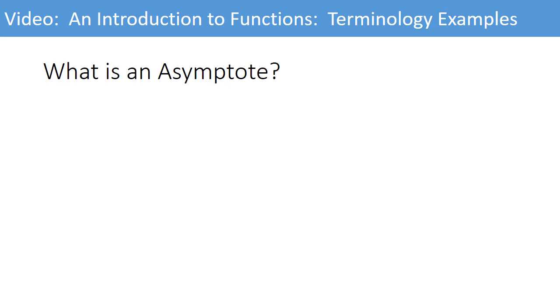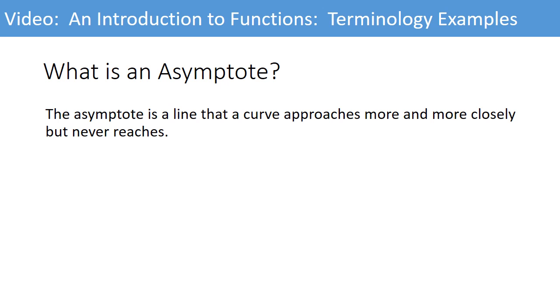What is an asymptote? The asymptote is the line that a curve of a function approaches more and more closely but never reaches.